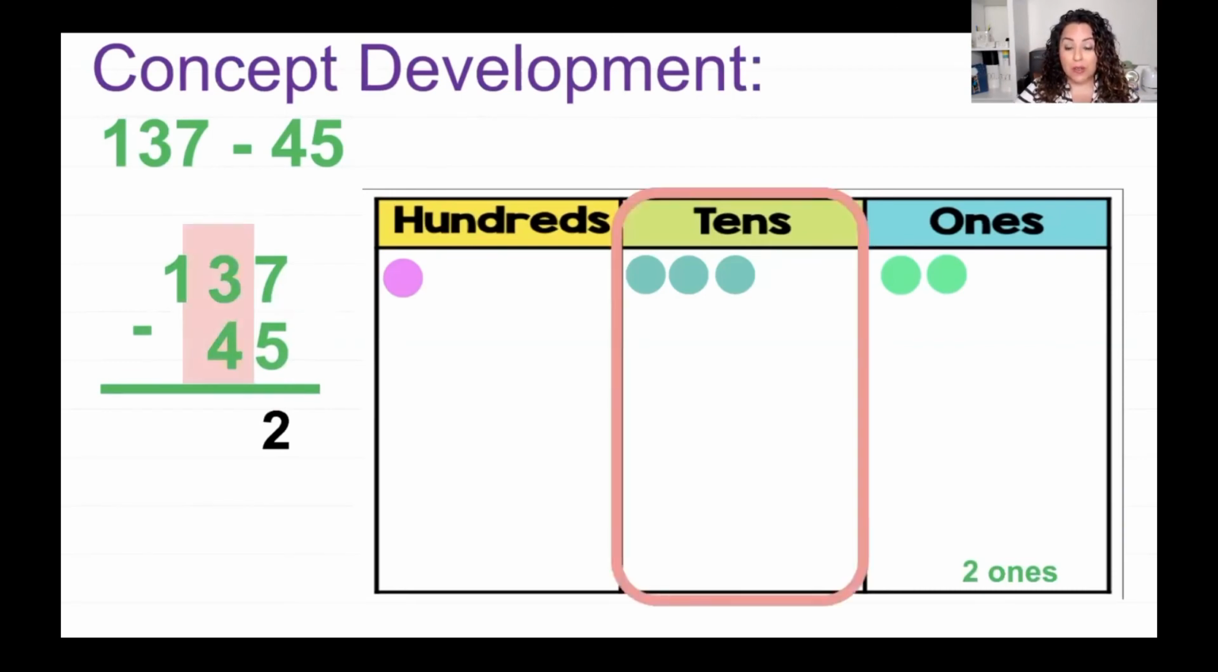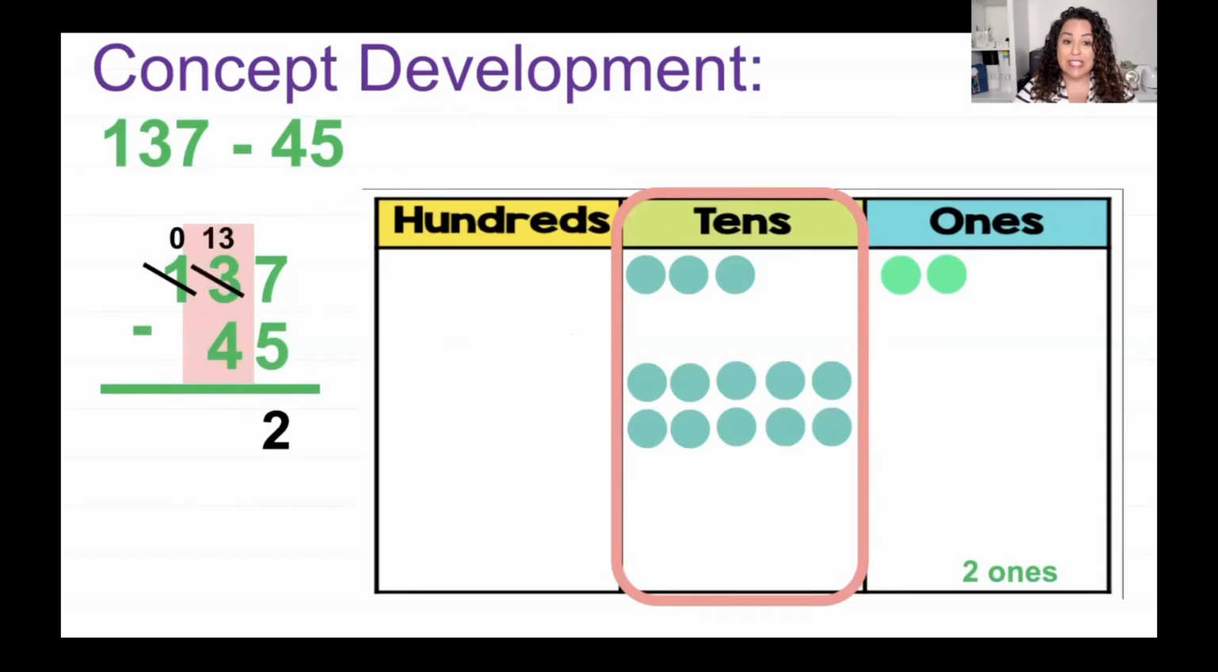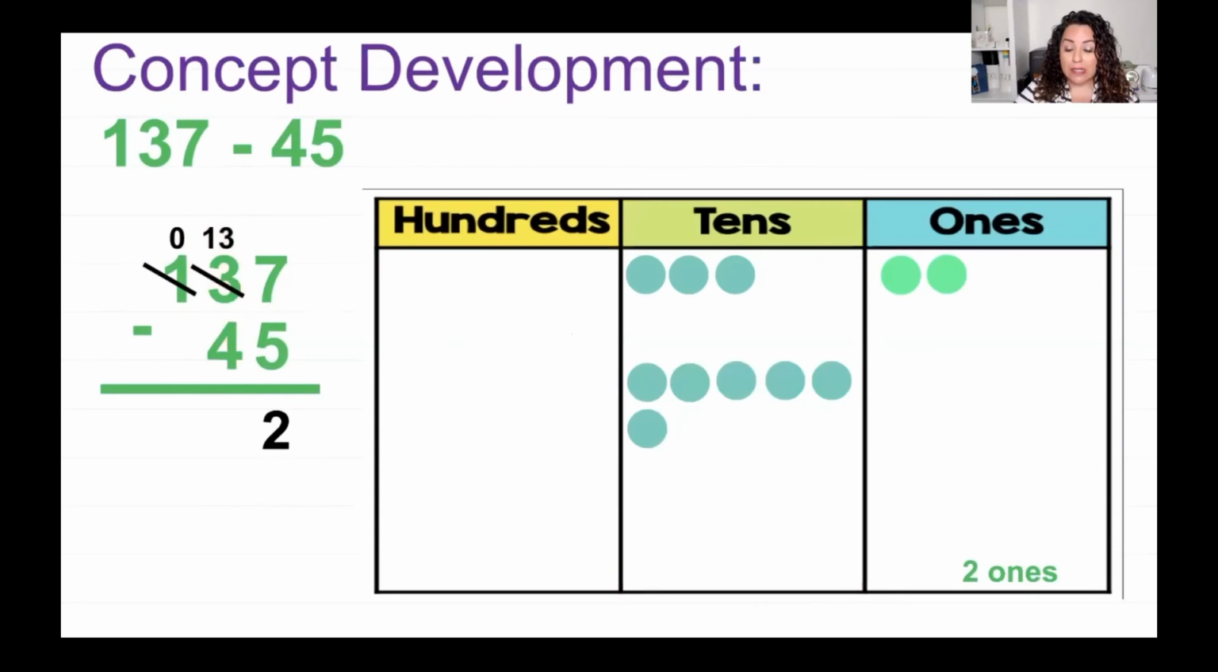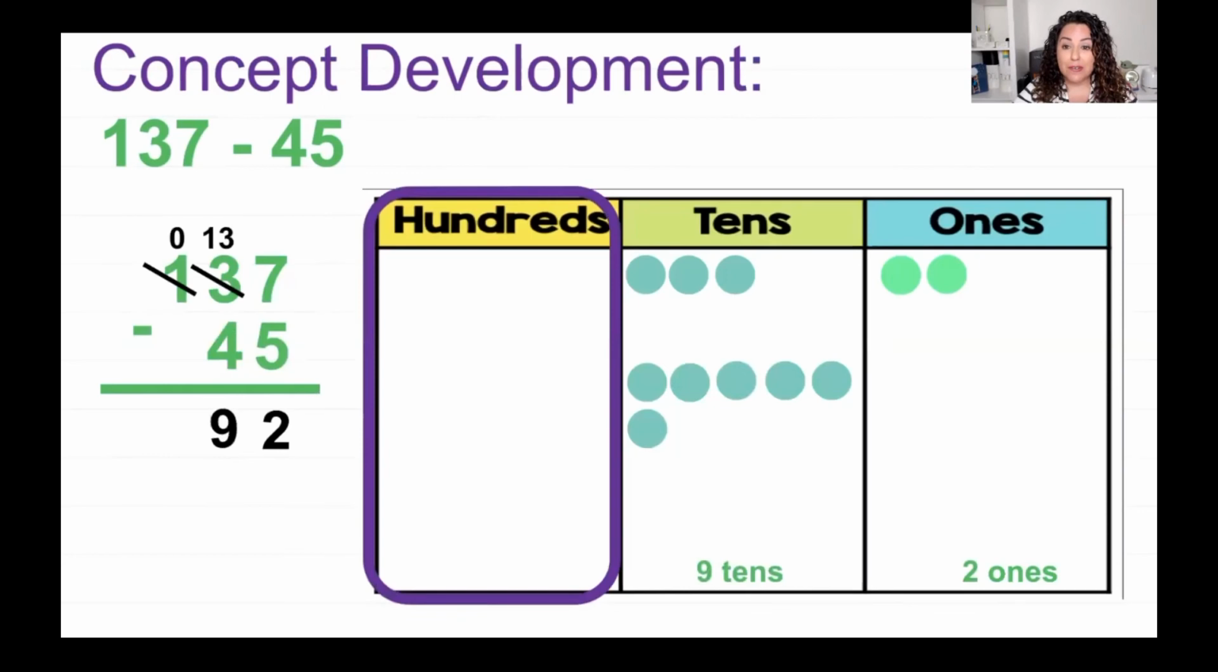So we're going to go ahead and go next door and bring that over and unbundle it. And now I have 13 tens. Let me show you what that looks like on the algorithm. I went next door and now I don't have any hundreds and I have 13 tens. Now I'm ready to subtract. So 13 take away 4 is equal to 9 tens. And then if I look at my hundreds place, you can see that I have 0 hundreds left. Our answer is 9 tens and 2 ones, or 92.